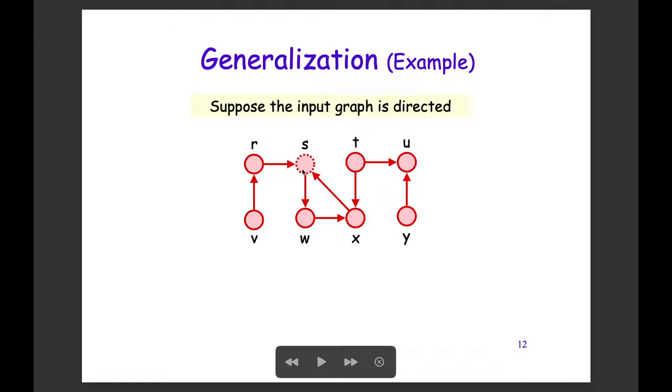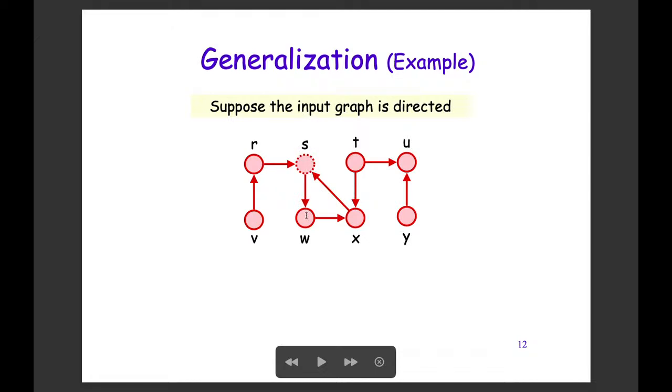Okay, so before we move on to the next page, let's do some checking with our brain. So what will DFS do? If we start from S, then there is only one neighbor that is connected from S.